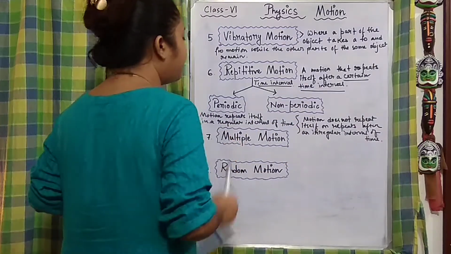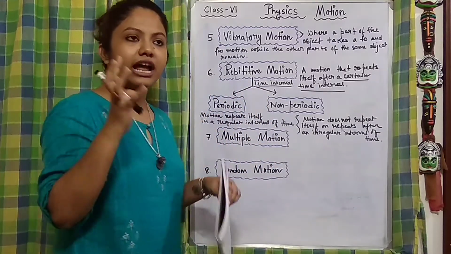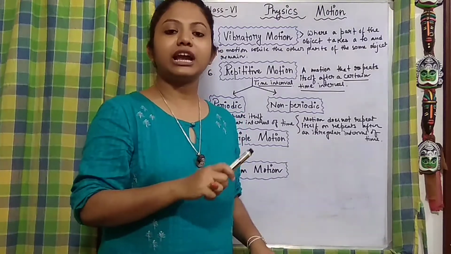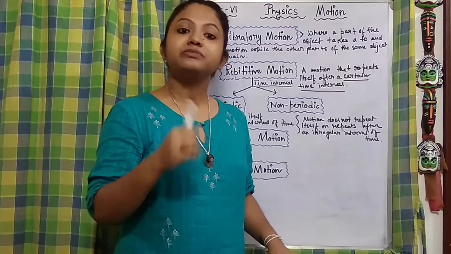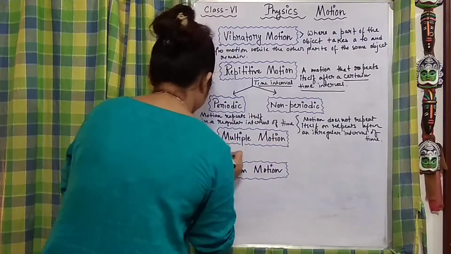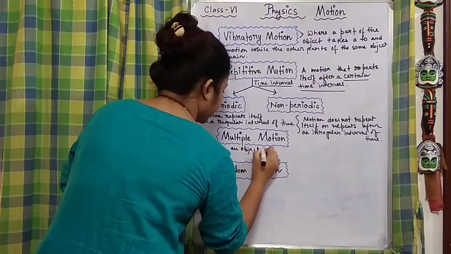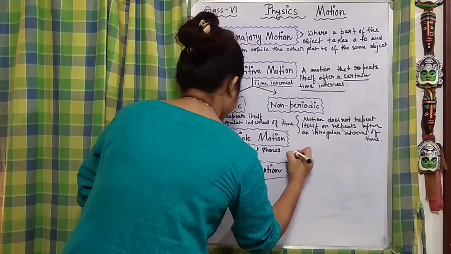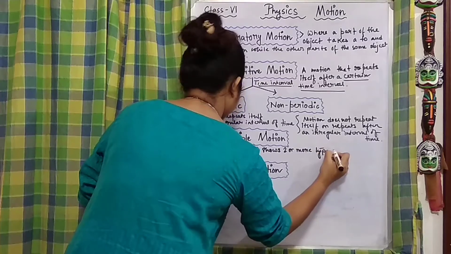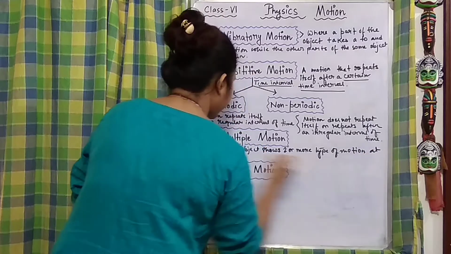Now coming to multiple motion. Multiple motion is a very interesting type of motion where we can observe more than one type of motion. So first let's write the definition. When an object shows two or more types of motion at the same time.